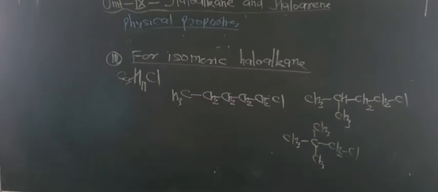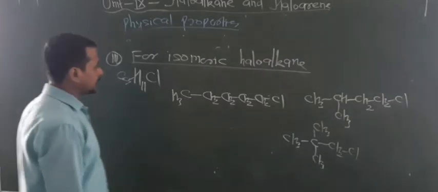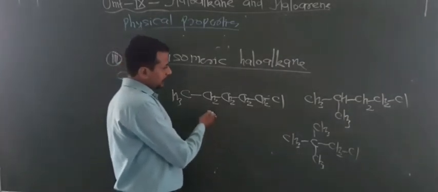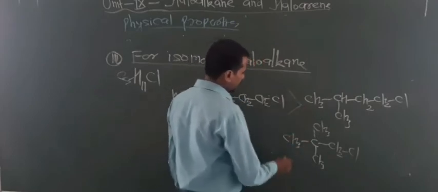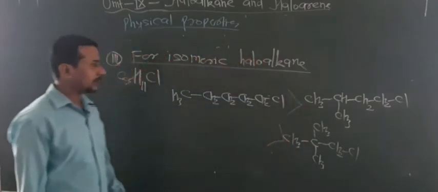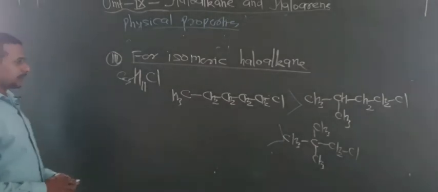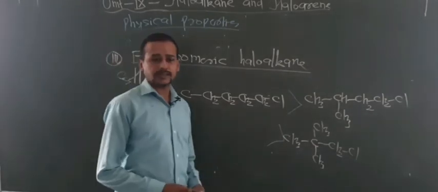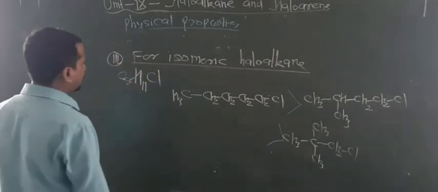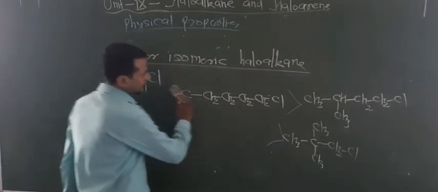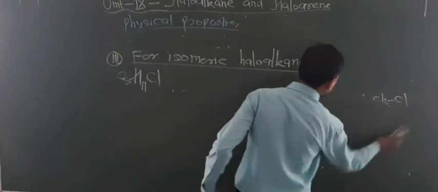The more the branching, what happens here basically? This one has less branching, this one has more branching. So the less the branching, the more the surface area, and the higher the boiling point. So in this way you can calculate the boiling point order also. So this is the case of isomeric haloalkanes. One more example you can take like this.